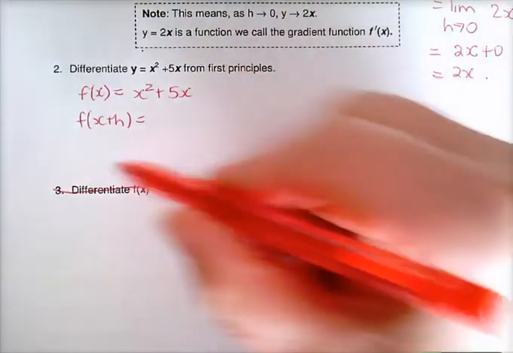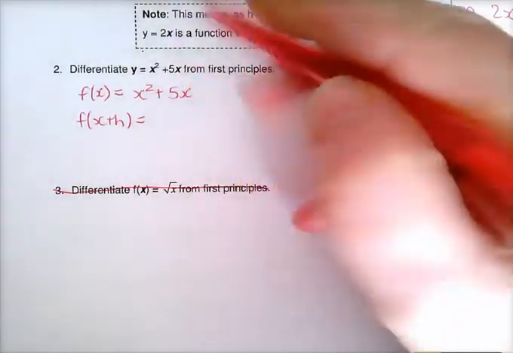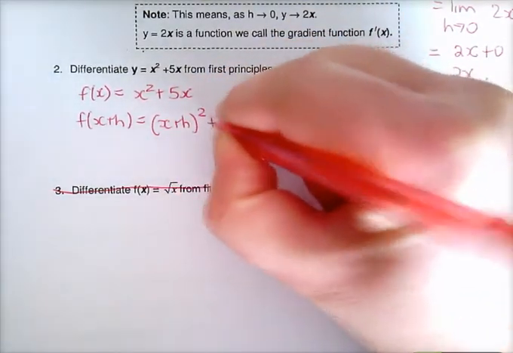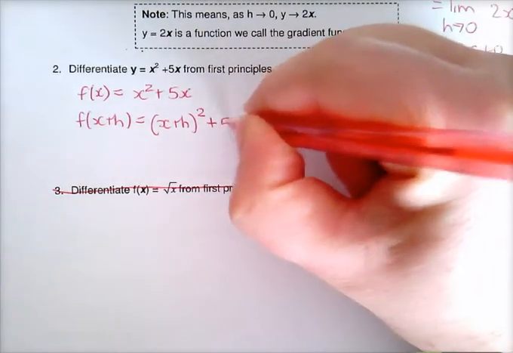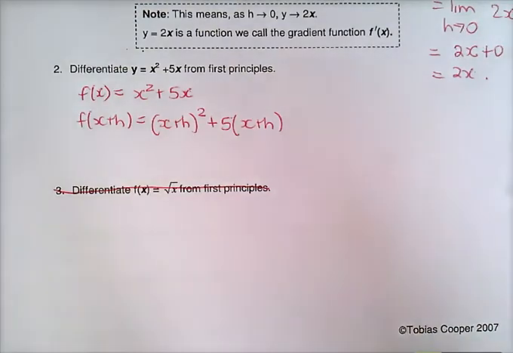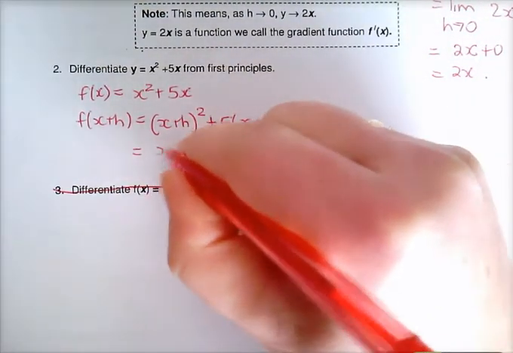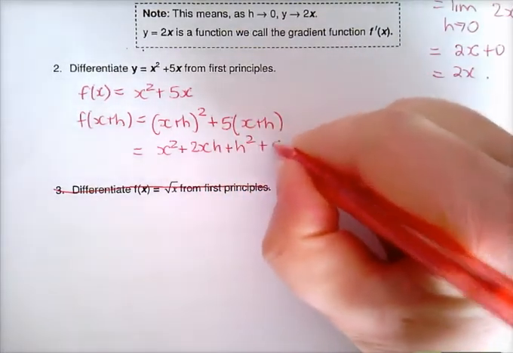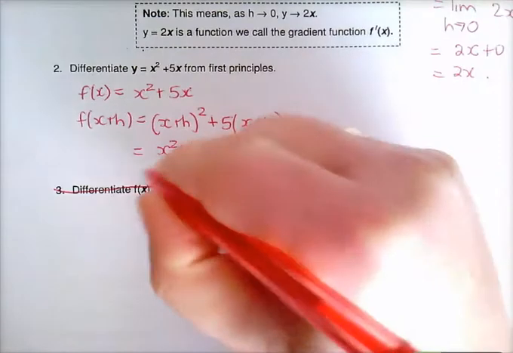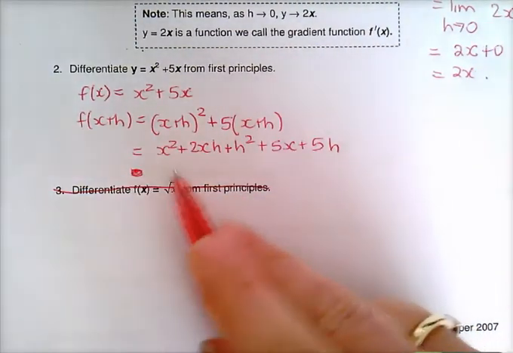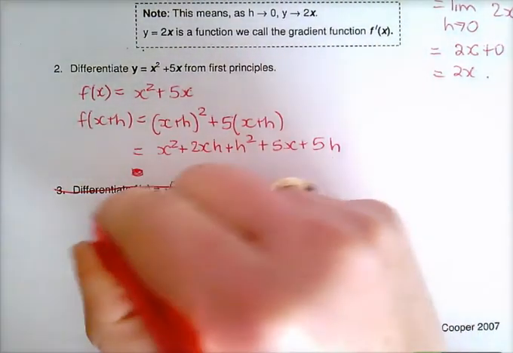And function of x plus h will replace any x's in this function here with x plus h. So this x gets replaced with x plus h. So we get x plus h squared plus 5 times this x here gets also replaced with x plus h. And now we need to expand that. So we get x squared plus 2xh plus h squared plus 5x plus 5h. And then we collect any like terms if we've got any. And I don't think we do. So that's what we've got there for our function of x plus h.